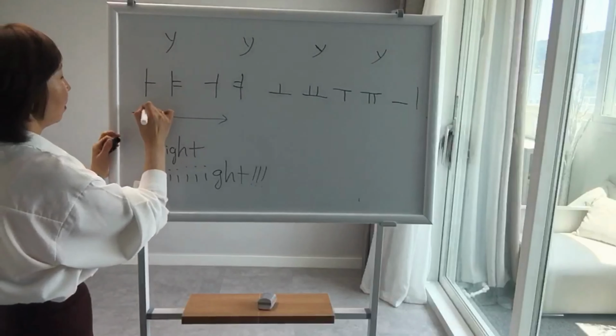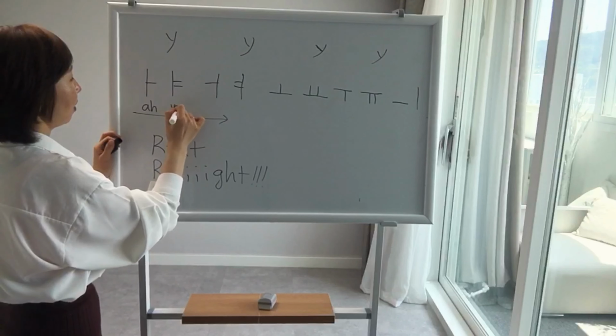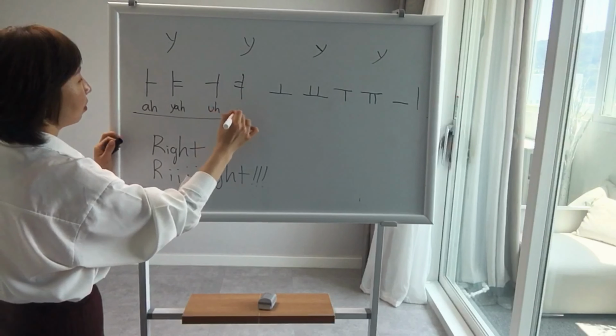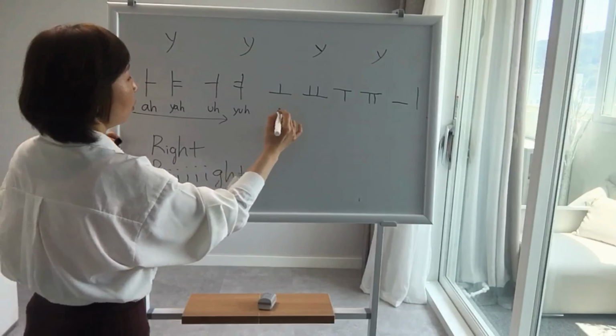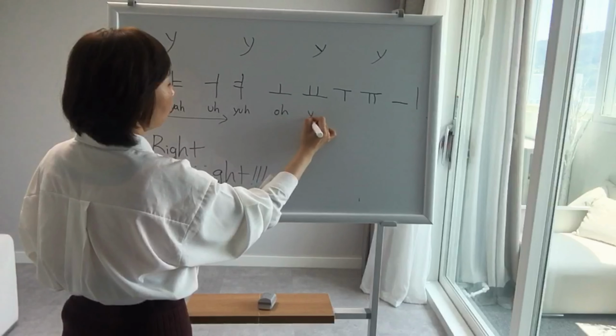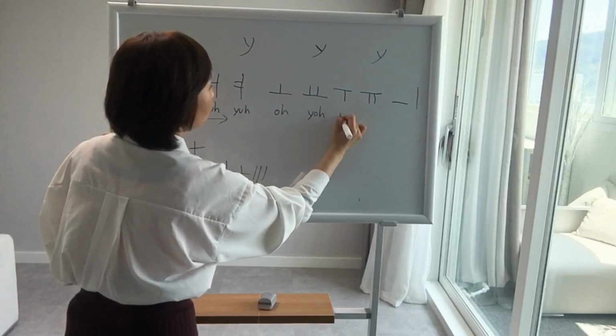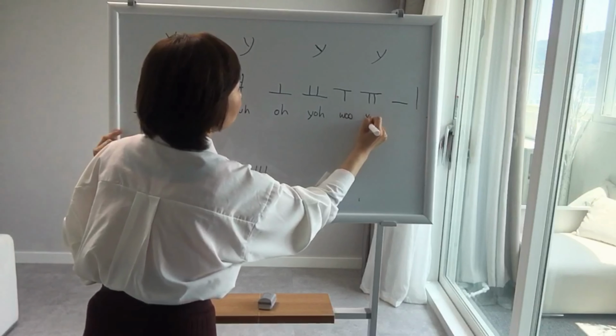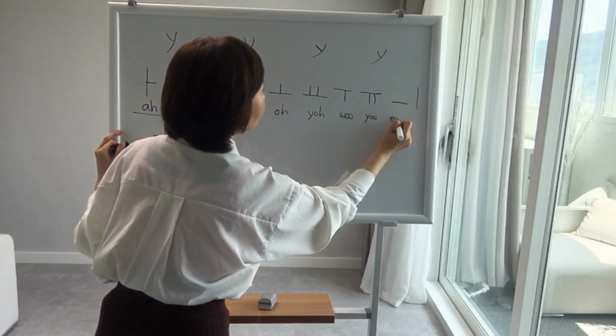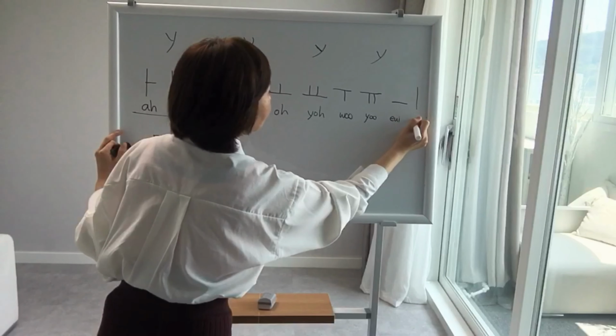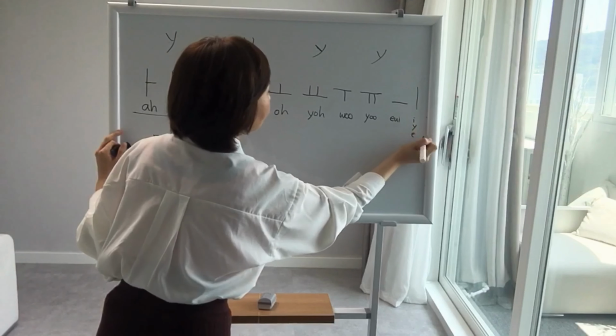So it is a, ya, o, yo, u, yu, eu, i. Okay?